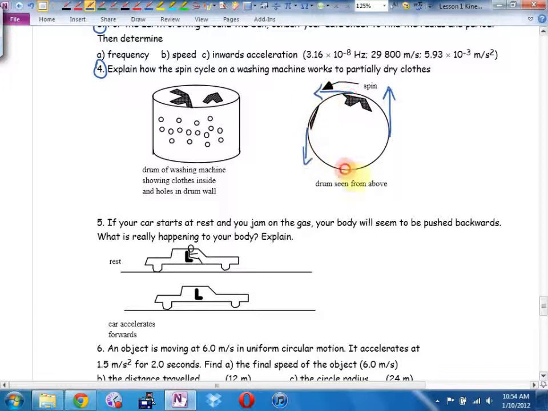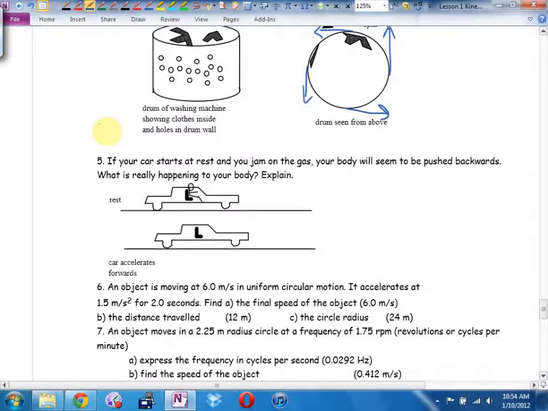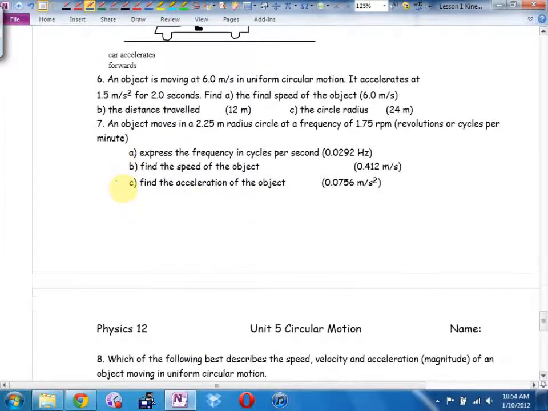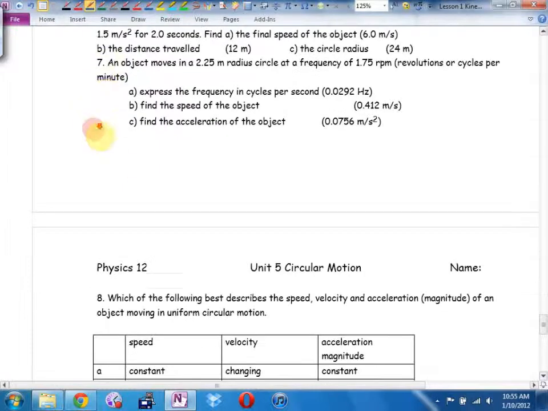5 is good. Seven is good. Eight, nine. We're going to pause there.